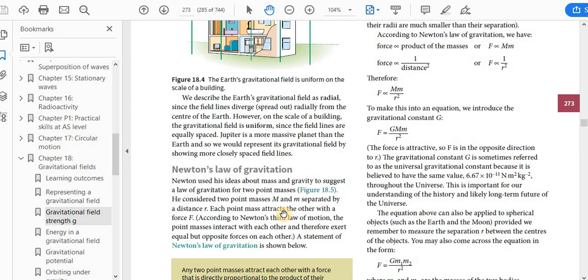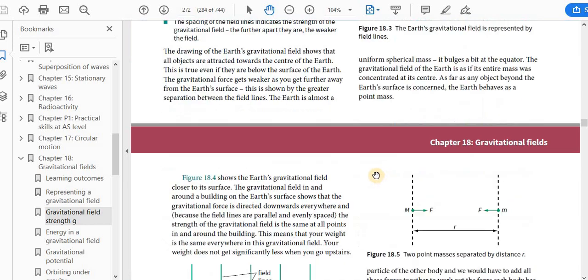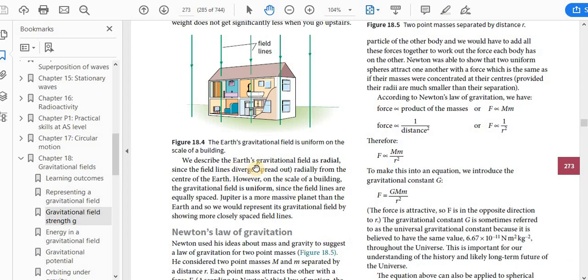Alright, so this is called a uniform gravitational field, and this is called a radial gravitational field. It's all given here. We describe the Earth's gravitational field as radial, since the field lines diverge, spread out radially from the center of the Earth. However, on the scale of a building, the gravitational field is uniform, since the field lines are equally spaced.